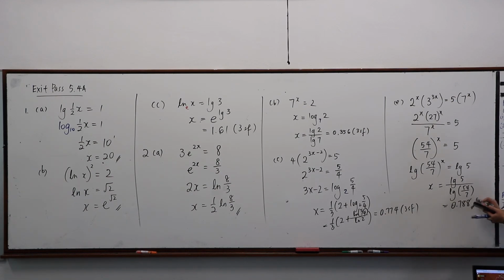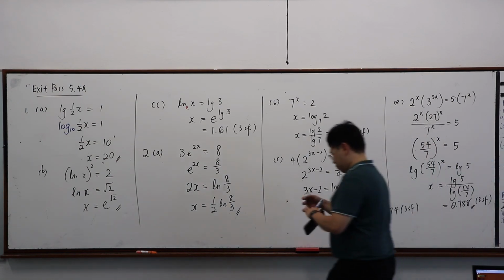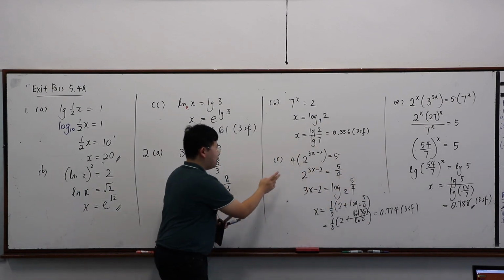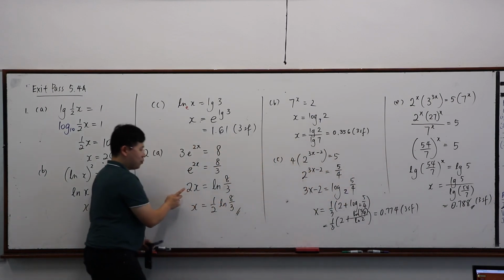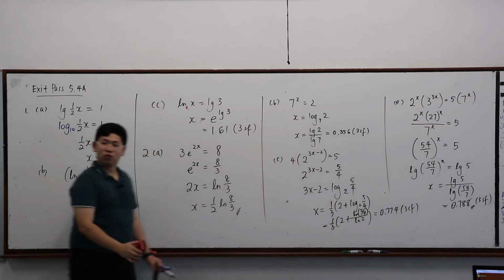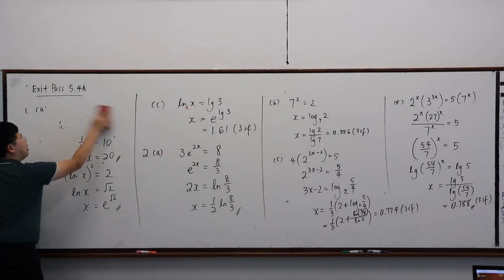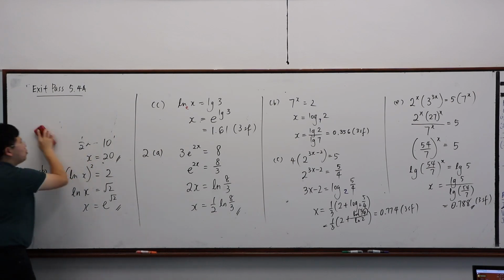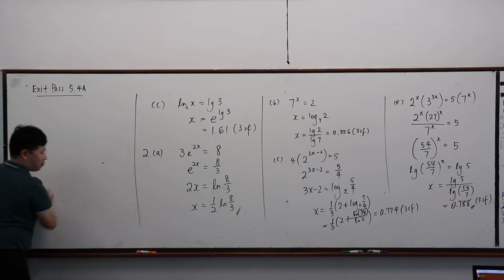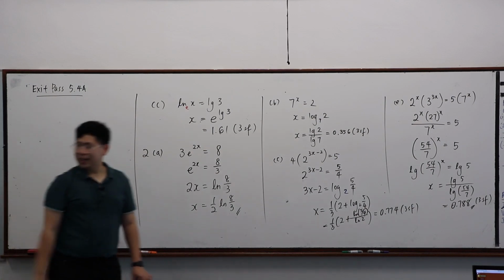0.788, to 3SF. So you can do this. You can also do this. I think I skipped one step. If you can see, you can also do something like this. Then you'll be base 54 over 7. Also can. It's just that it's very ugly to type. That's why you don't see people doing it. But technically it's the same. You can do it.